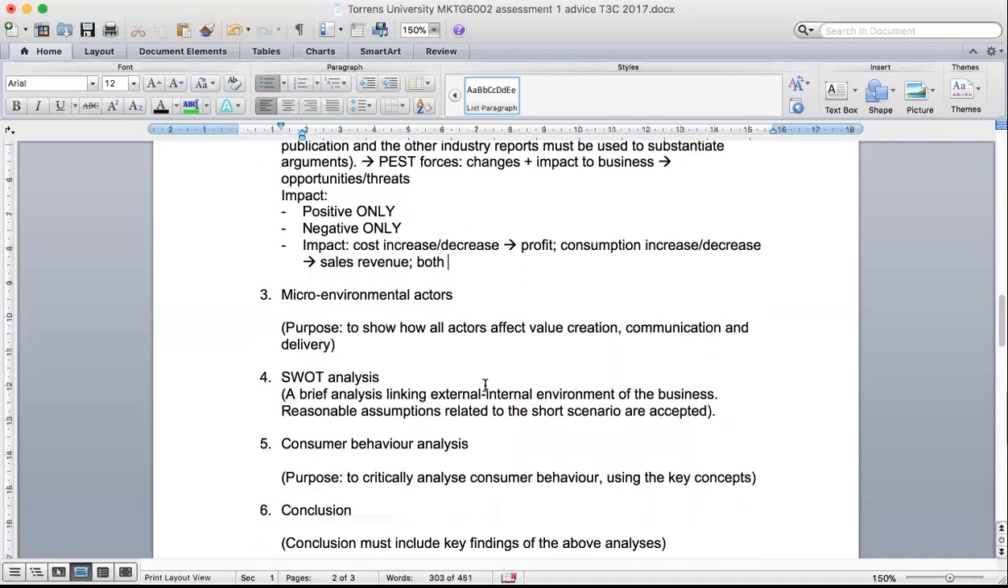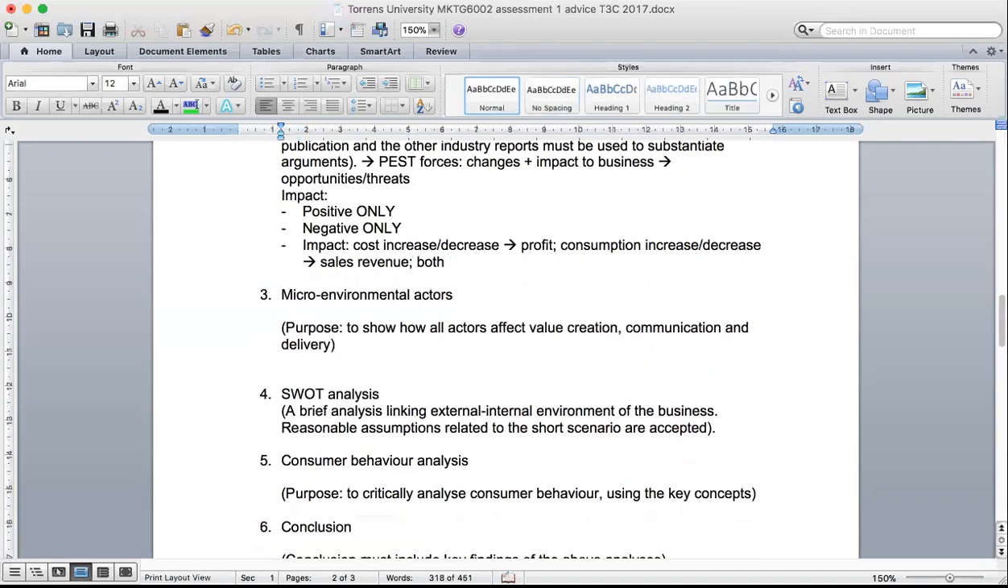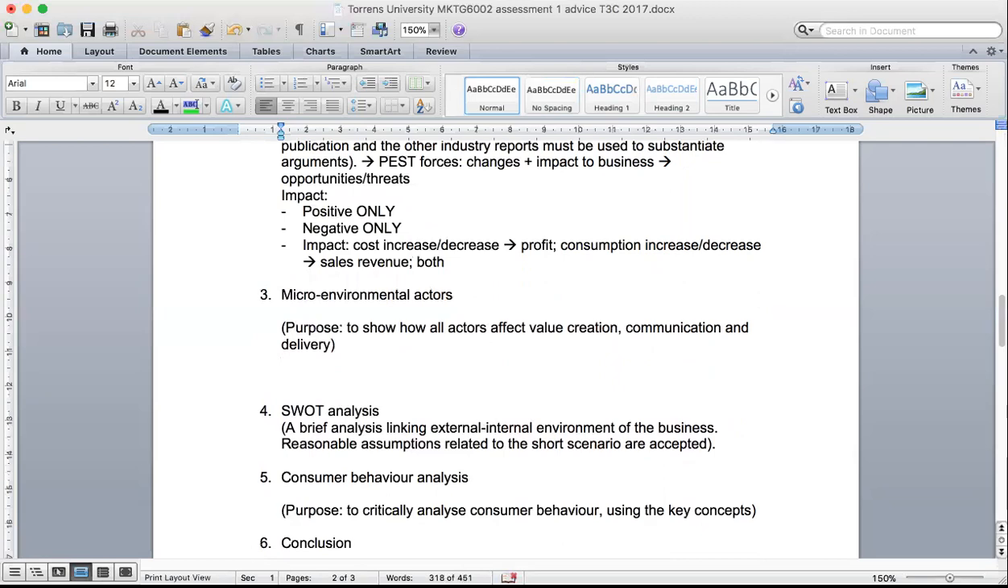Okay, so they're the ones that you want to look at. Now, micro environmental actors. What are you going to look at here? Micro environmental actors basically affect the value creation, communication, and delivery of the company. So what you want to show is how they affect the value that the company is creating. You need to look at suppliers, how they affect them.